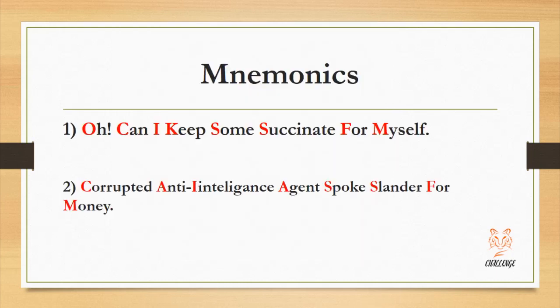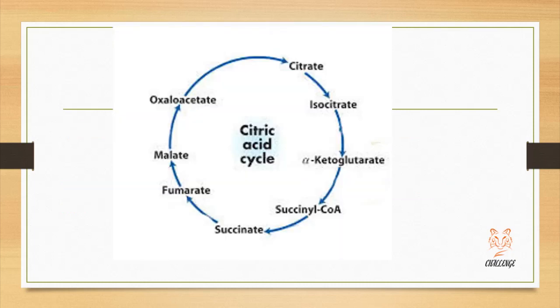Our mnemonics for the citric acid cycle are: the first one is, oh, can I keep some succinate for myself? And the second mnemonic is, corrupted anti-intelligence agent spoke slander for money. The first mnemonic is for the compounds of the citric acid cycle, and the second one is for the enzymes of the citric acid cycle. So let's start with the first one.